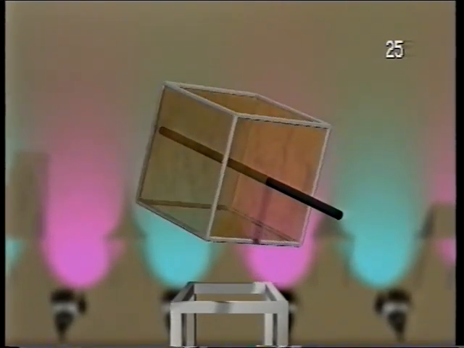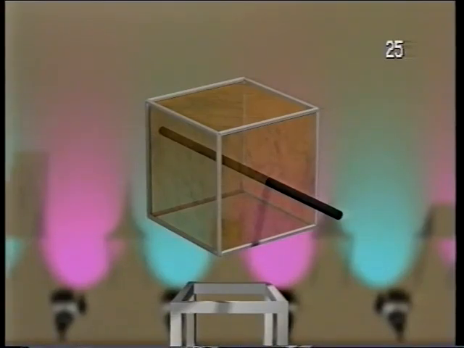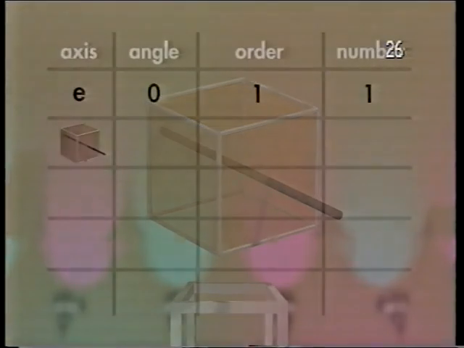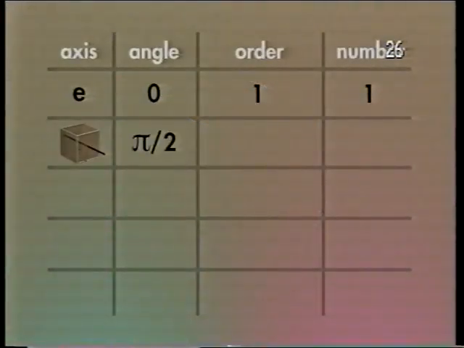The 6 faces occur as 3 opposite pairs, so there are 3 different axes of rotation. The rotations through plus or minus pi by 2 are both of order 4, and there are 6 of them, 2 for each axis of rotation. But the rotation through pi is of order 2, and there are only 3 of those.